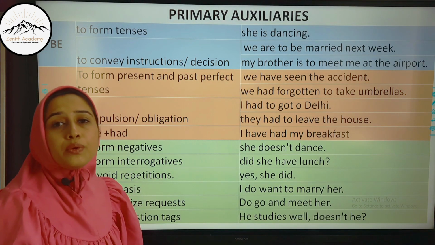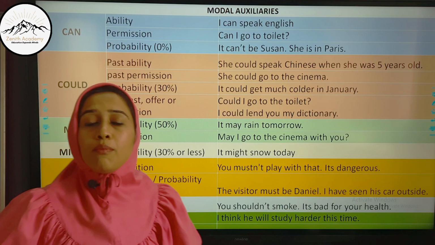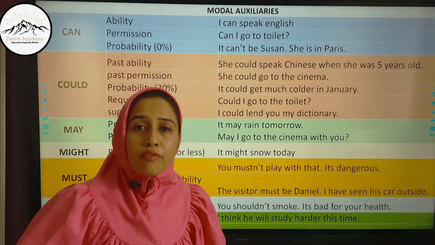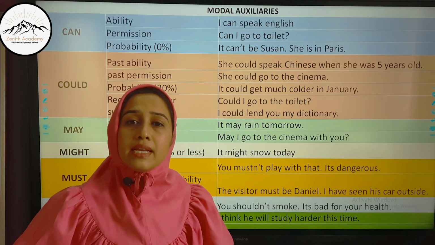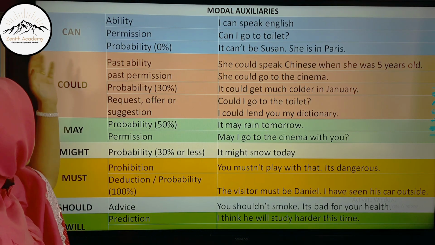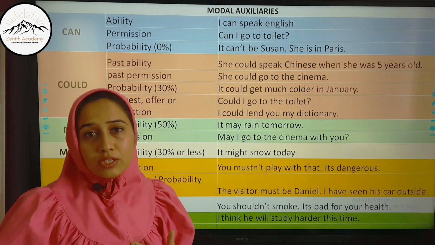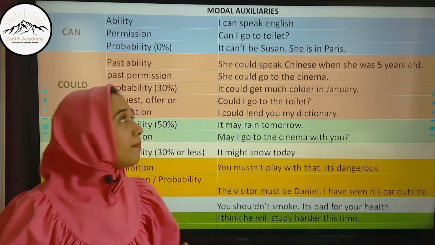Now let's move ahead to the modal auxiliaries. So we have in all 13 modal auxiliaries. Let's move ahead and see the functions and examples of them. The first one is can. Now can is used to show ability. I can speak English. So it shows my ability.